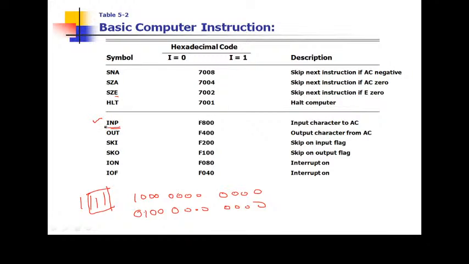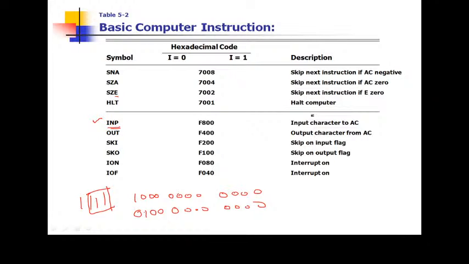INP, when INP gets executed, a character will be accepted from the input device. A character will be transferred from input device to the accumulator. When you press the character, the character will get transferred to the input register. But where should that character be transferred? The character should be transferred to the accumulator. Actually, you know that accumulator is the main register. I will talk more about this. Finally, the character has to be transferred to the accumulator.